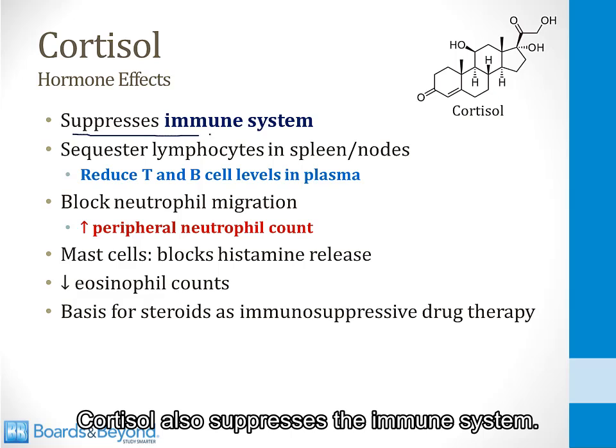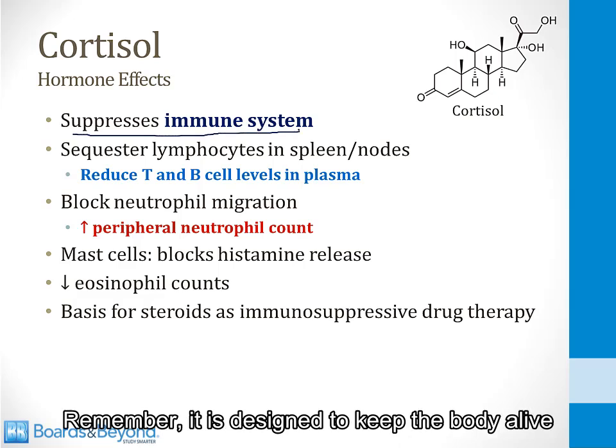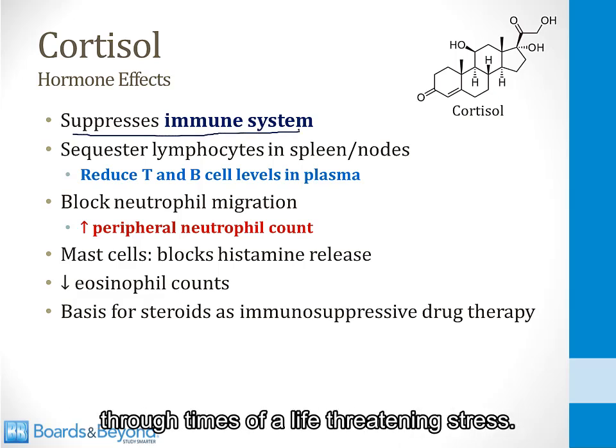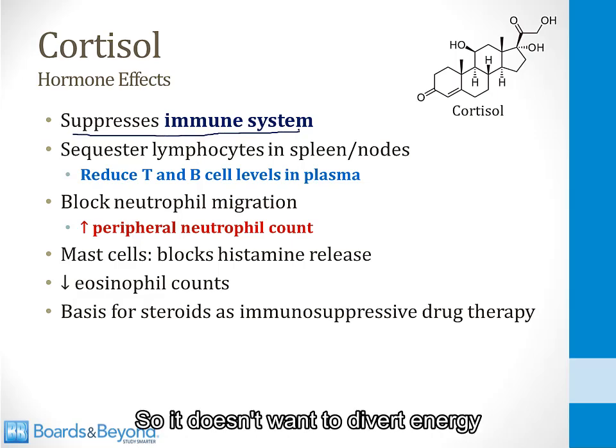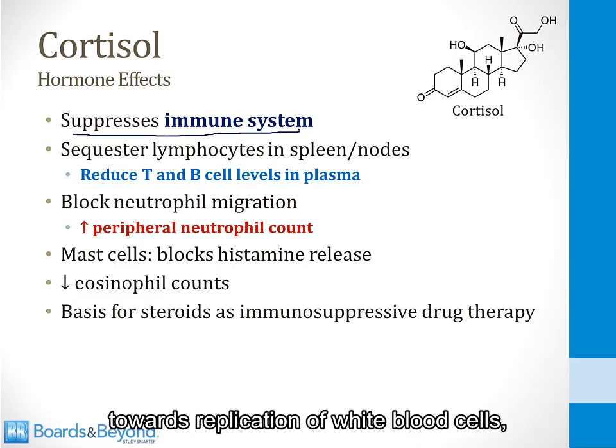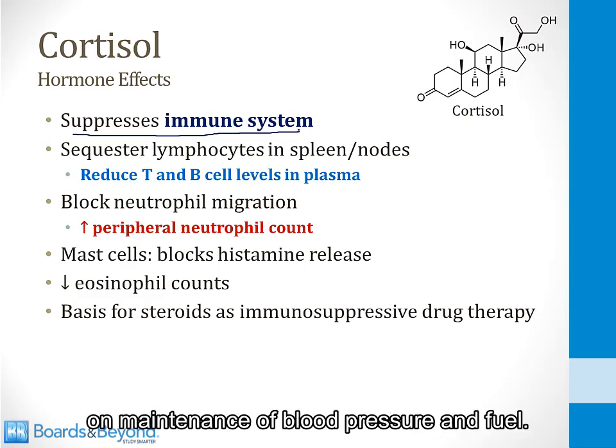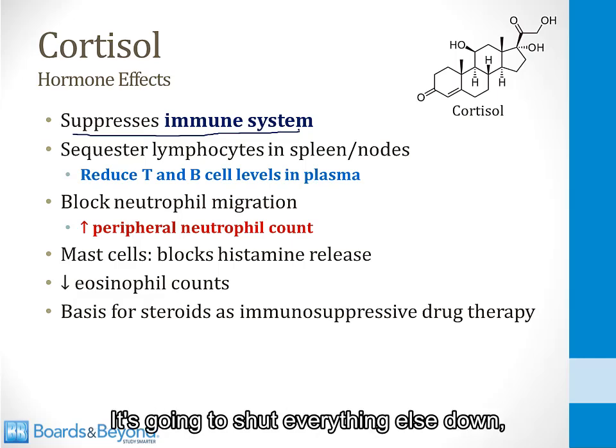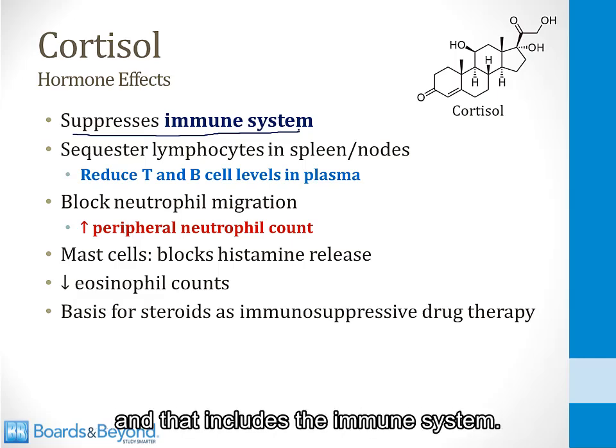Cortisol also suppresses the immune system. Remember, it is designed to keep the body alive through times of a life-threatening stress. So it doesn't want to divert energy towards replication of white blood cells. It wants to focus all the body's energy on maintenance of blood pressure and fuel. It's going to shut everything else down, and that includes the immune system.